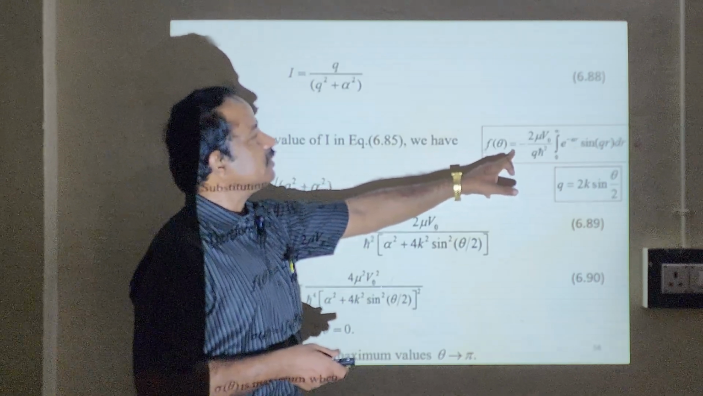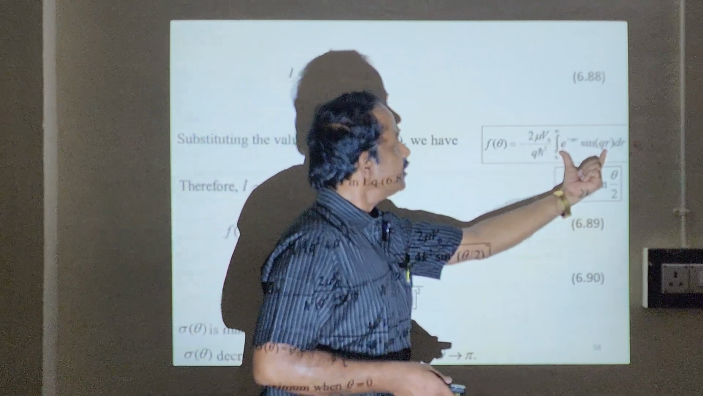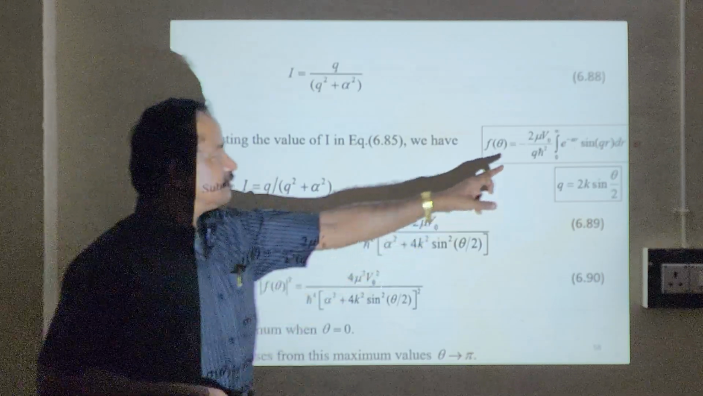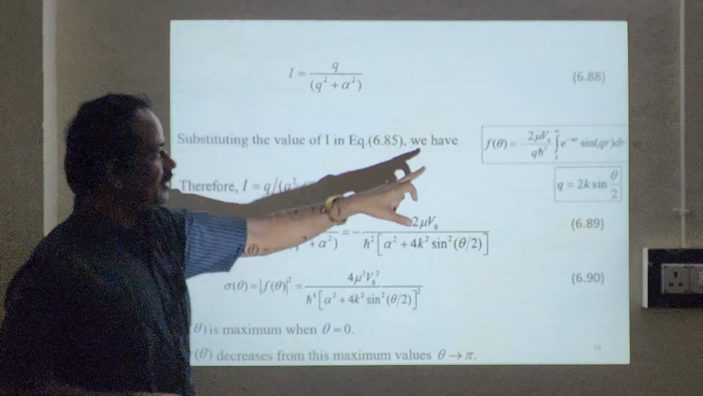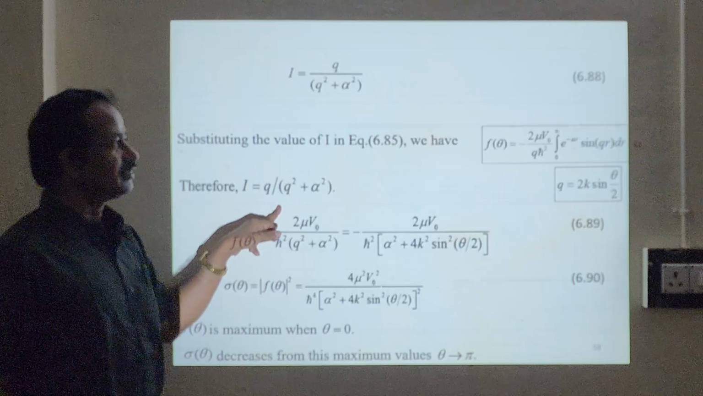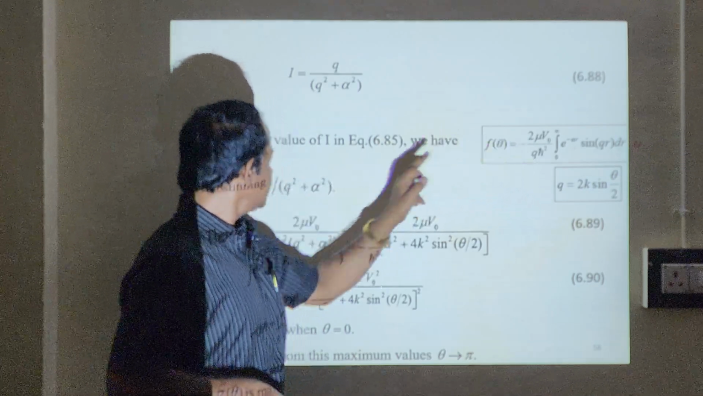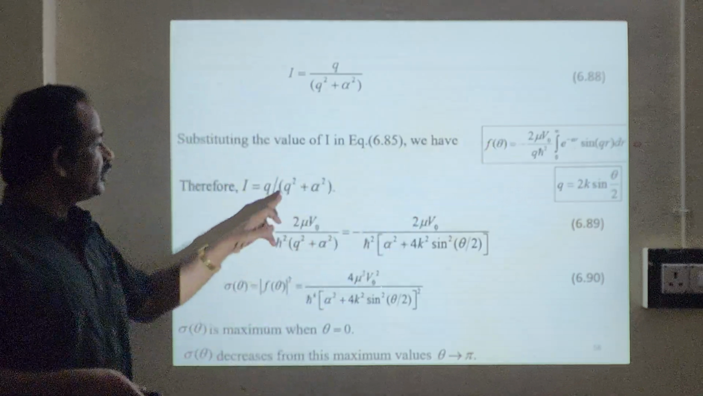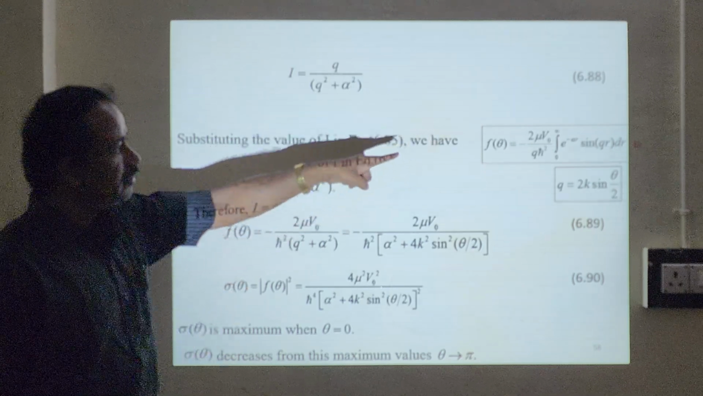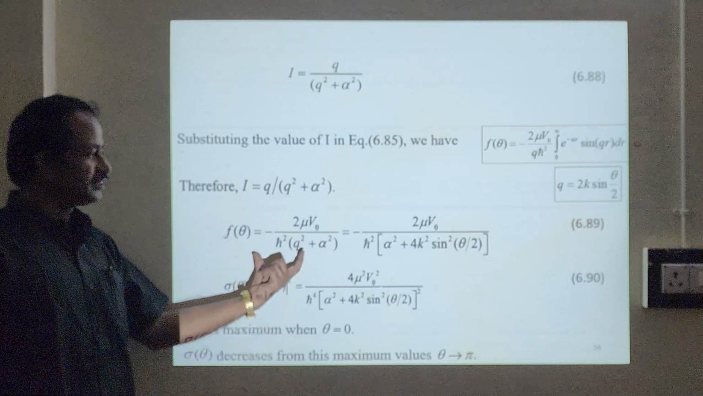And of course we know that f of theta equals this expression. We know already this integral value is nothing but q divided by q square plus alpha square, correct? This is the integral we have taken as I. I we have obtained as q divided by q square plus alpha square. You substitute here instead of this, q divided by q square plus alpha square. That q and this q will cancel. We have only q square plus alpha square alone. So we have minus 2 mu v naught divided by h bar square, q square plus alpha square. So this is the expression.